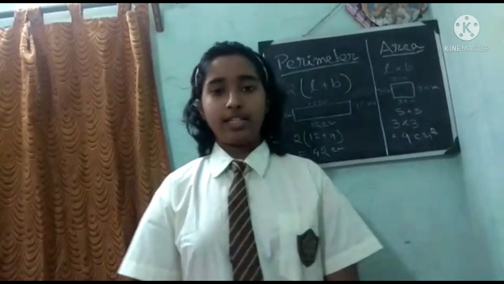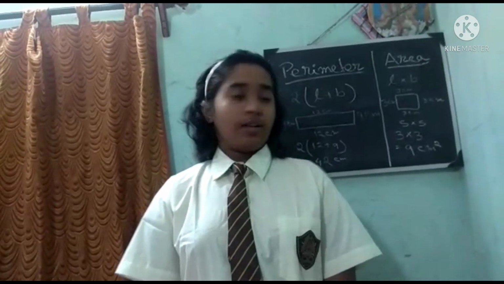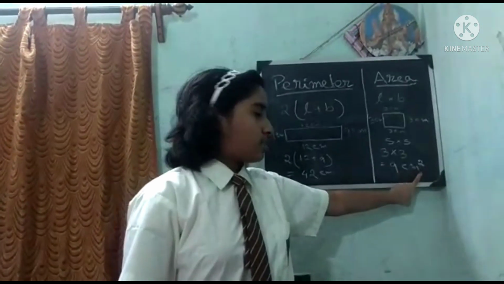And now sharing tips about area. When we find the area of a shape, the answer is always squared. For example, 50 square feet or 50 feet square. You can take an example from this 9 cm square.